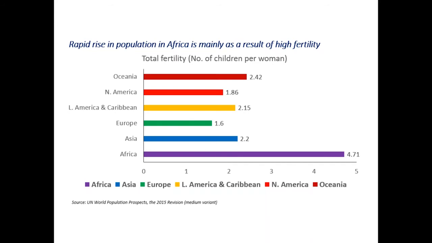So the rapid rise in population in Africa, of course, is mainly as a result of high fertility. As you can see from this chart, in Africa, on average, women expect during their reproductive lives to have between 4 to 5 children, while the next continent is at 0.42, which is Oceania.